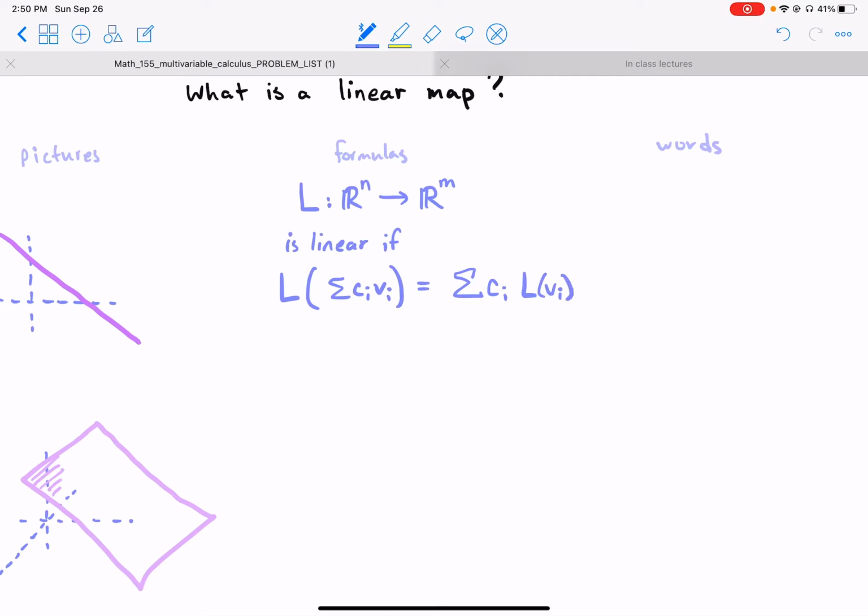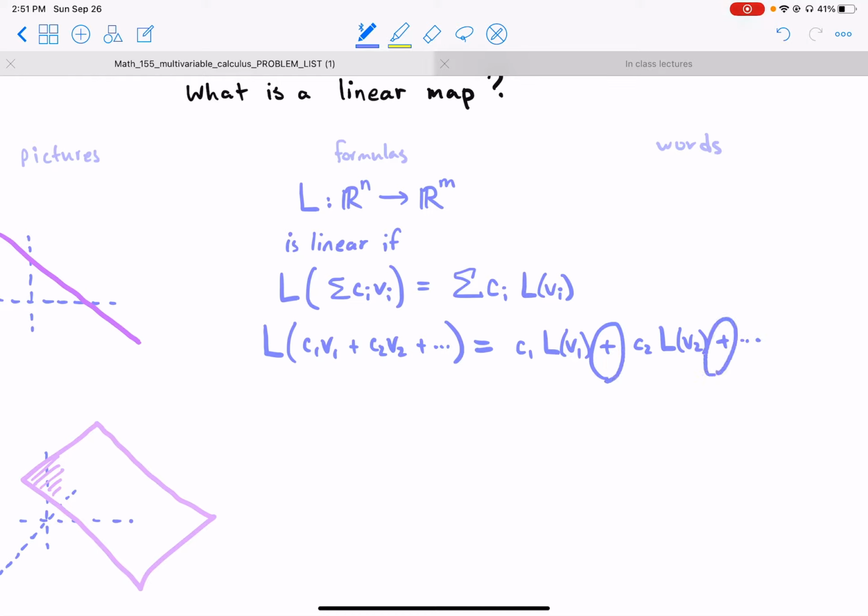Maybe I'll make this more concrete. If I had C1 V1 plus C2 V2 plus dot dot dot, then that would be equal to the number C1 times the vector L of V1 plus the number C2 times the vector L of V2 plus dot dot dot. So you see I've pulled out the summation, and really I just apply the linear map to each vector, and then I add up the outputs in a linear combination that is exactly identical to what it did to the inputs. This is a very special property.